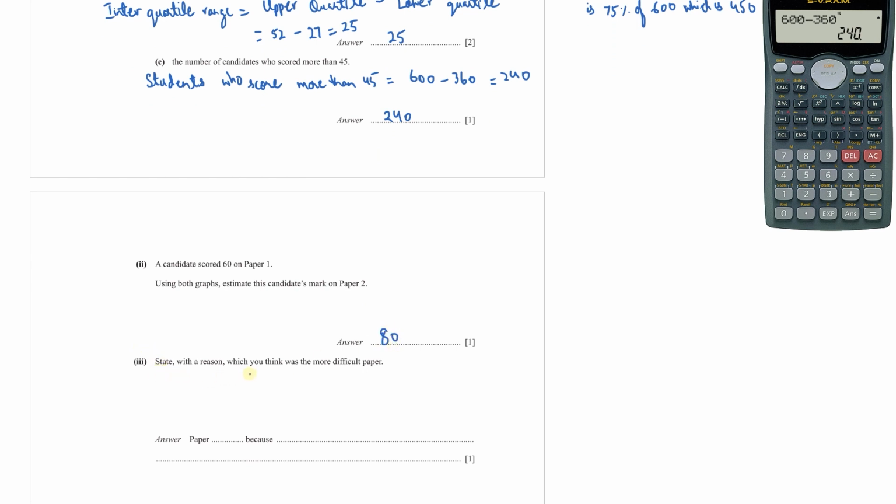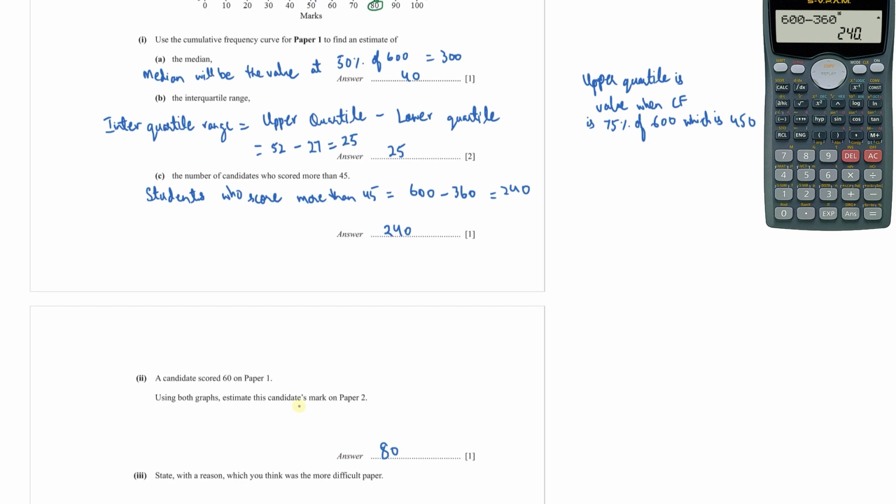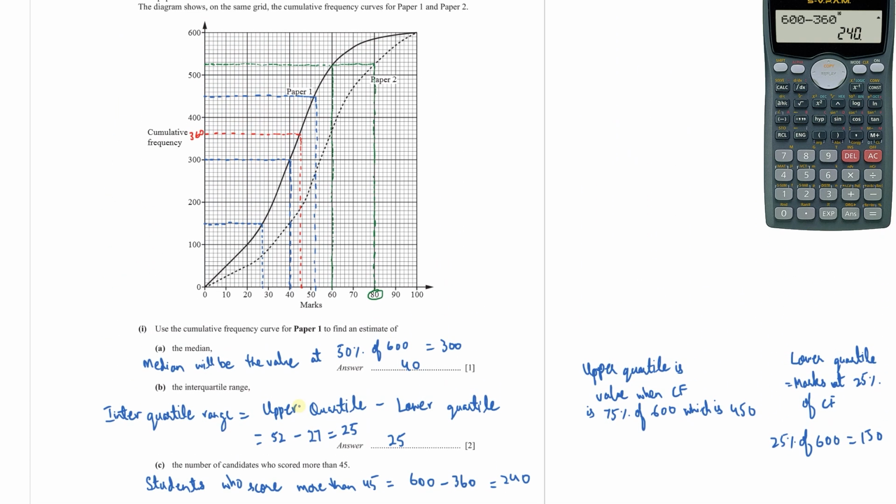Part 3: state with the reason which you think is a more difficult paper. A good way to see this will be to compare the median values, which is not exactly the average. Average is mean, but median value also gives you the estimate for the middle value. We already calculated that the median for paper 1 is 40, which is this value here at 300. And if we extend this line to the second curve here, let me actually do this in another color, yellow maybe.